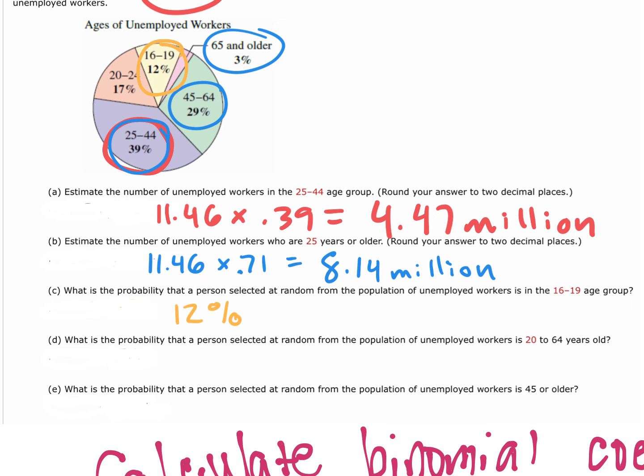For D, it also asks for the probability, so that'll be a percentage too. What is the probability that a person selected at random from the population of unemployed workers is 20 to 64? So this one's 20 to 64, this one, oh, just those three. So it'll be 17 plus 39 plus 29. So it'll be 85%.